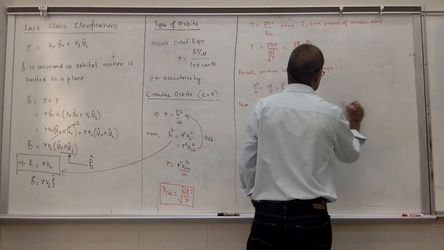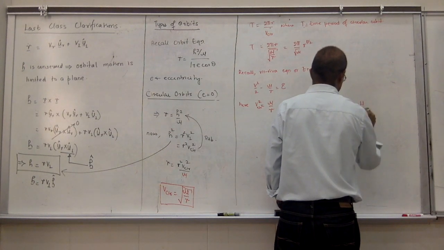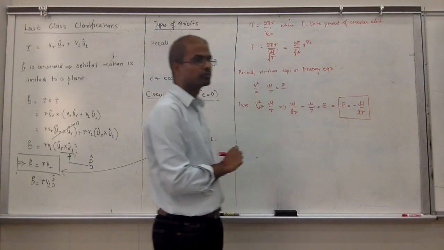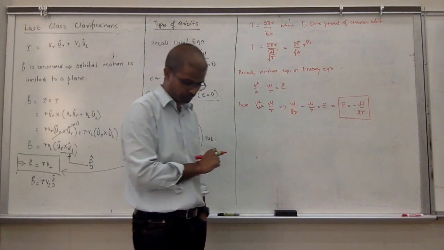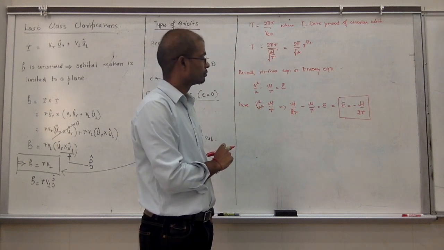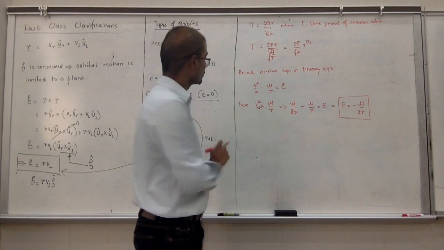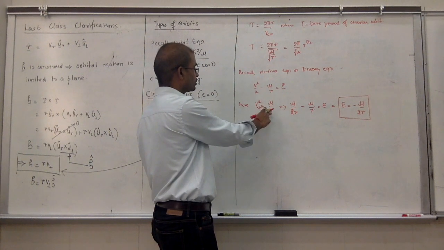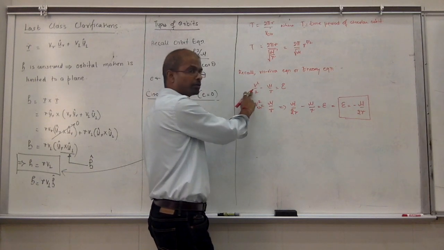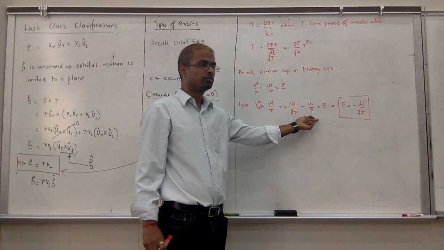Implying minus... Oh, your T didn't change, did it, even when you fixed it? So V square is mu over r, right? I substitute mu over r here. It's mu over 2r minus mu over r, so this is half minus 1. So, minus half.